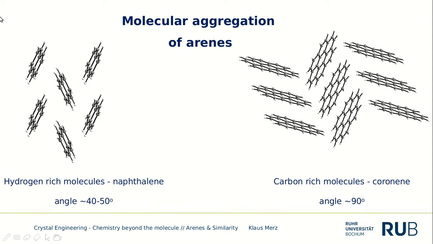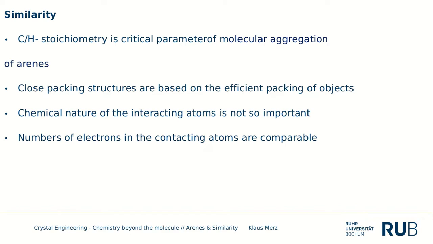Have a look here. Here, naphthalene, this is herringbone. Heringsgräten in German. Herringbone, you see, is exactly what you will see in the fish. No? And you see it very nicely. The angle between two neighboring molecules here is around about 40 to 50 degrees. And if you look at carbon-rich molecules like coronene, then you have an angle around about 90 degrees. Okay. This was the first point.